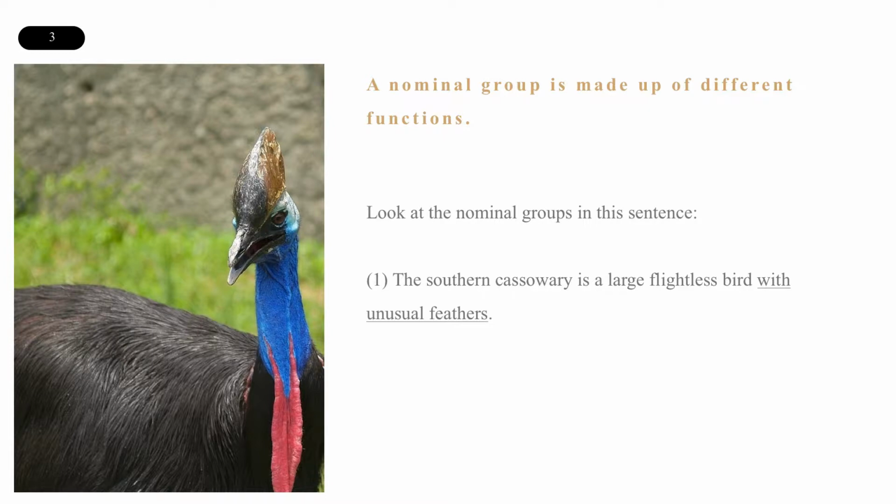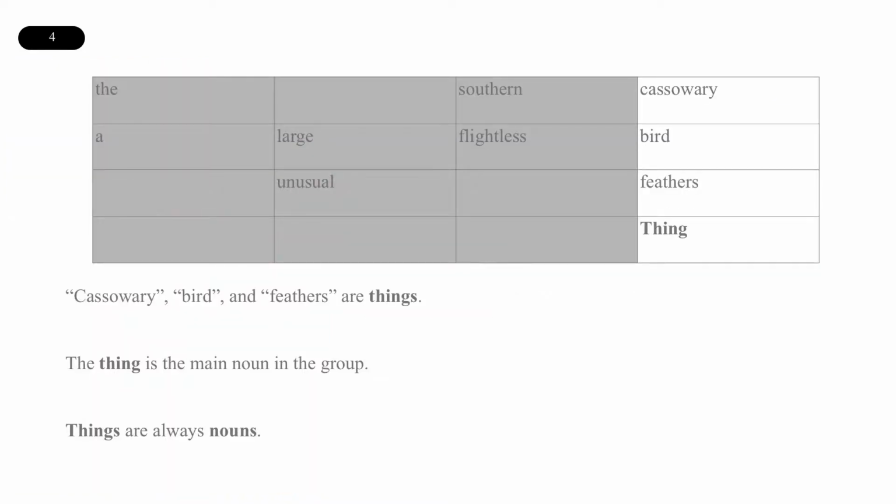Look at the nominal groups in this sentence. The southern cassowary is a large, flightless bird with unusual feathers. Cassowary, bird, and feathers are all things. The thing is the main noun in the group. Things are always nouns.